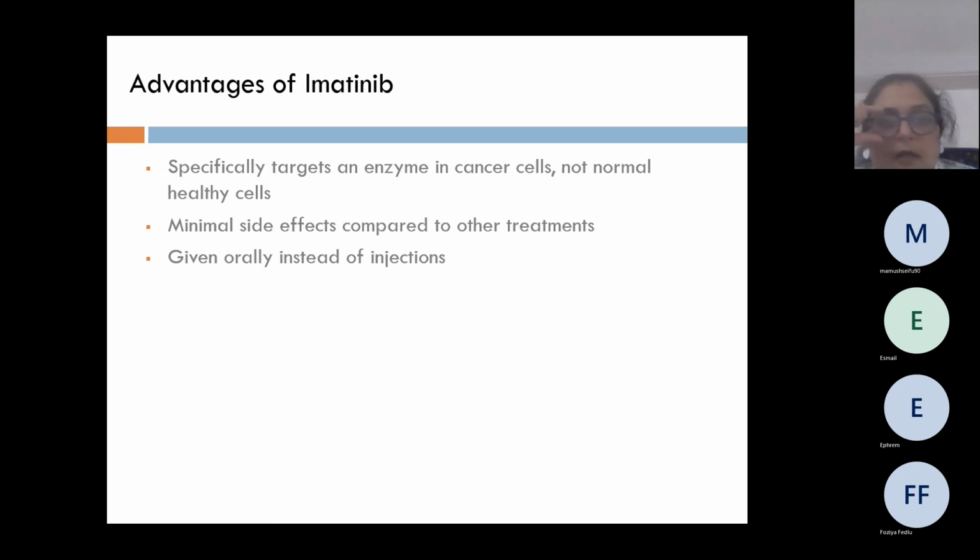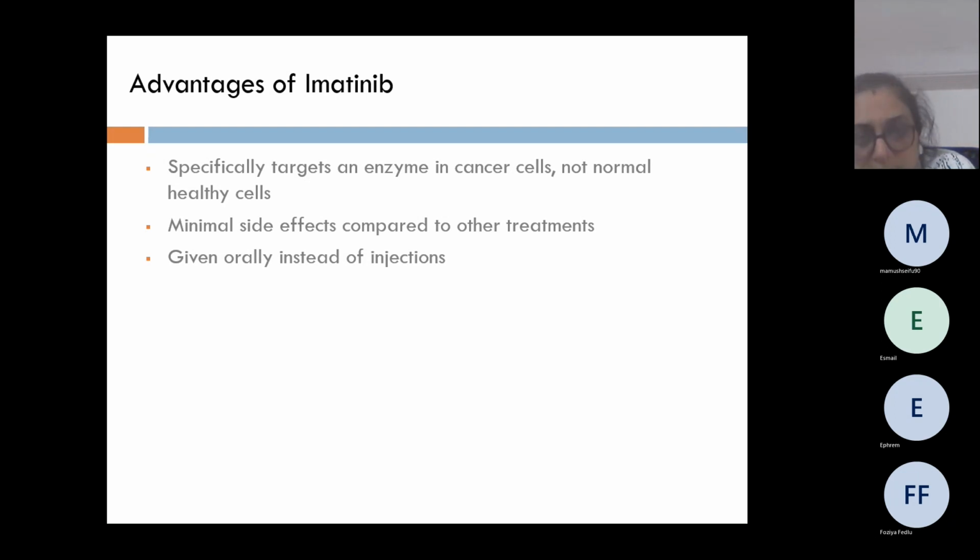What are the advantages of imatinib? This product specially targets an enzyme in cancer cells and not the healthy cells. The advantage of imatinib is it's a targeted therapy. It will target only the tyrosine kinase enzymes, or the c-KIT TKI enzyme. Therefore, it has a very targeted approach, and that's why the normal cells are not harmed or damaged. Therefore, the side effects are very less.